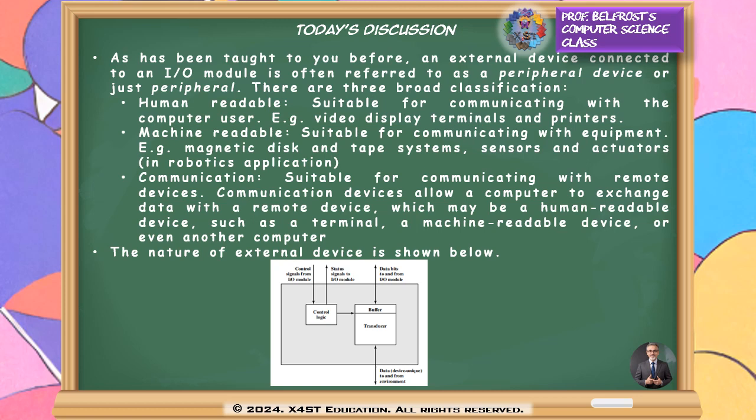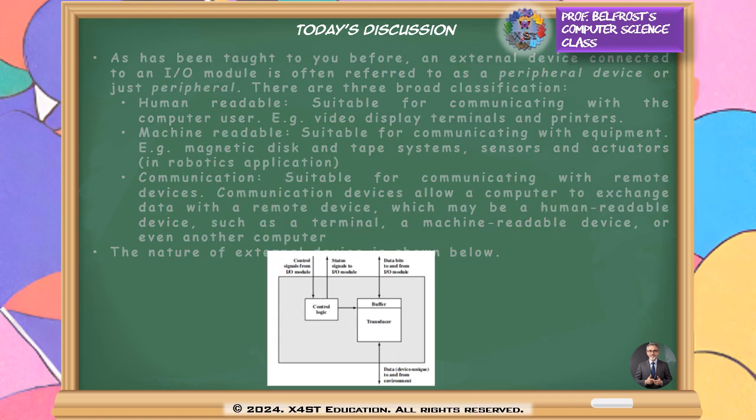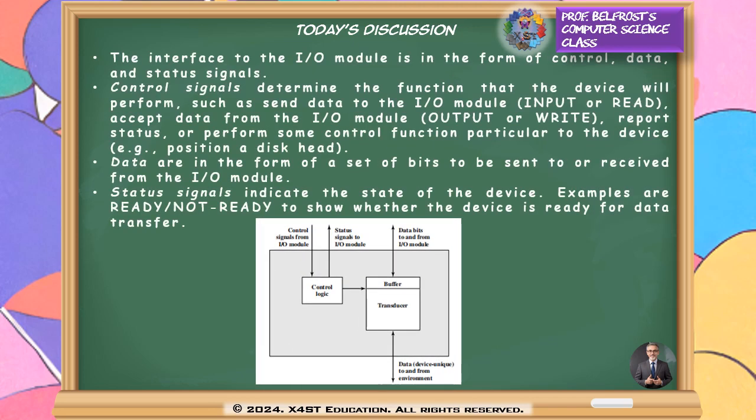So this is your second assignment. The nature of an external device is shown below. I want you to pay attention to this picture and try to find more information in other literature about it, and write it down in your own words. I mean, describe this picture in your own words. I will try to explain a little for you.